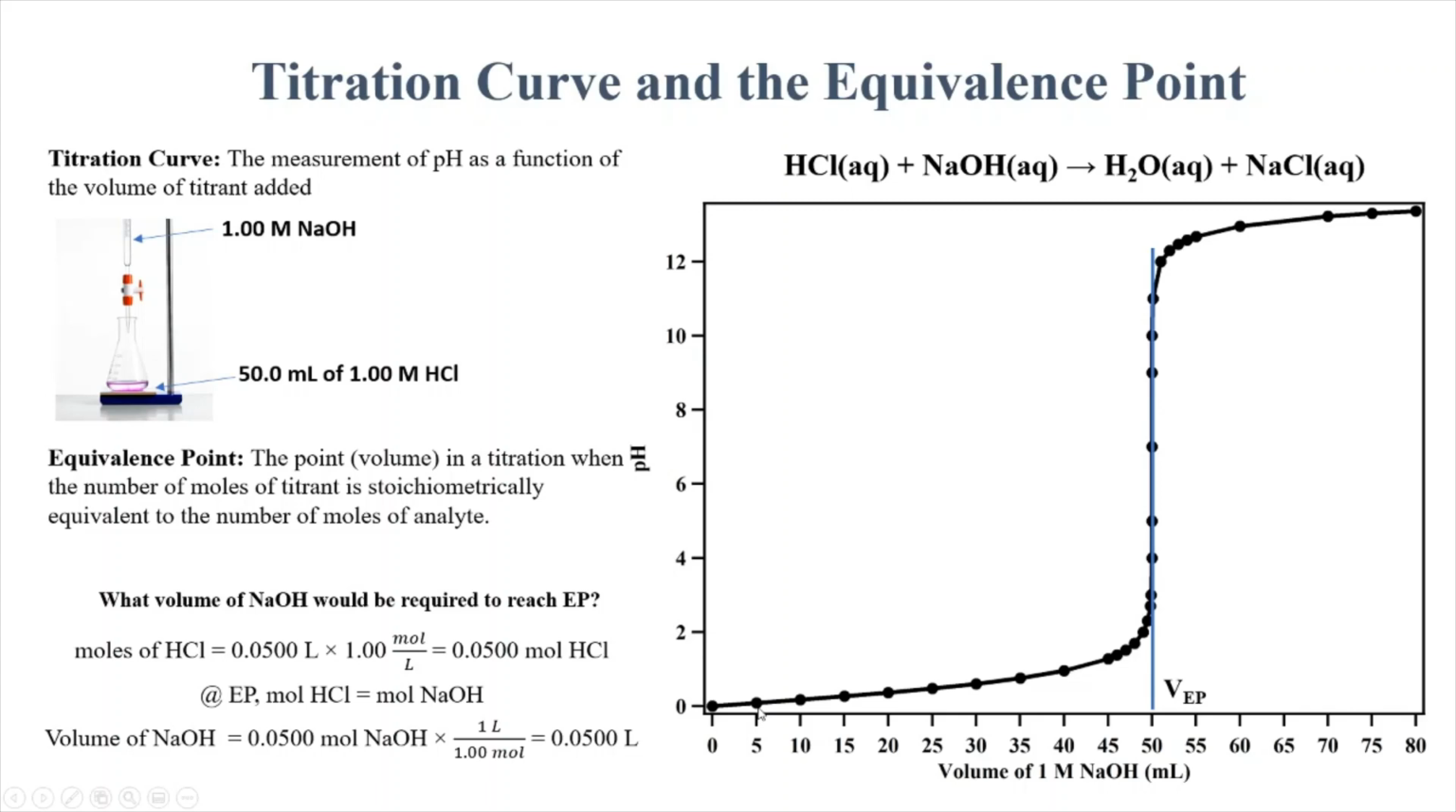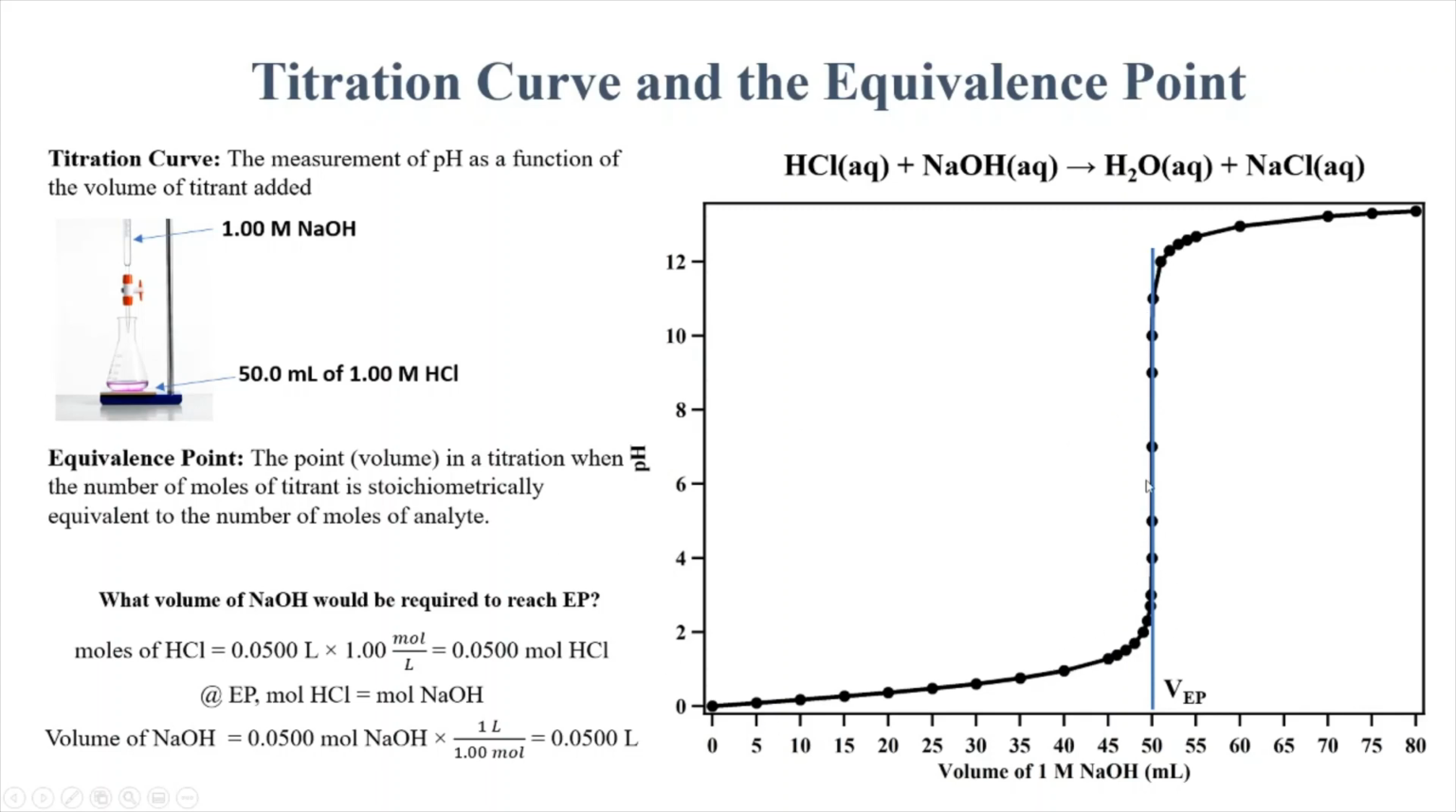As we add 5 milliliters, the pH goes up from 0 a little bit, and then up some more, up some more, up some more. Then we see that it gradually starts to go faster and faster. That's because as you get closer to the equivalence point, you have less and less moles of excess acid around, so the pH starts to rise dramatically.